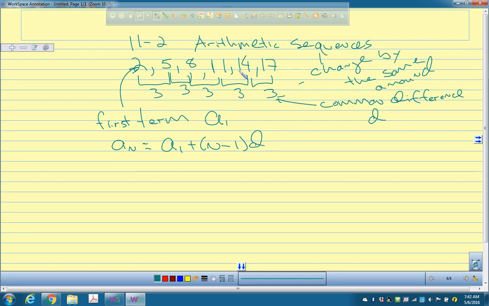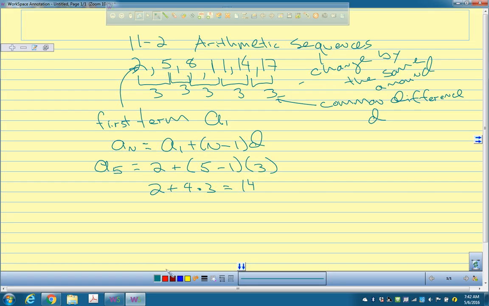For instance, look at this sequence. Say I wanted to find A sub 5, the 5th term. I start with the first term, which is 2, plus n minus 1. What goes in for n? 5 goes in there, so you have 5 minus 1 times D, which I now know is 3. And I get that the 5th term is 2 plus 4 times 3, which is 14.